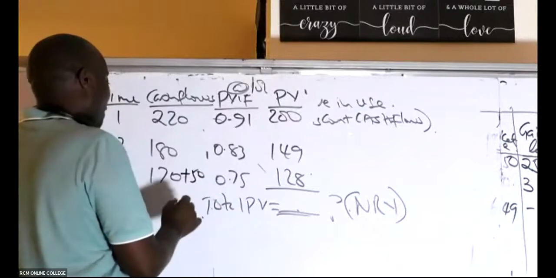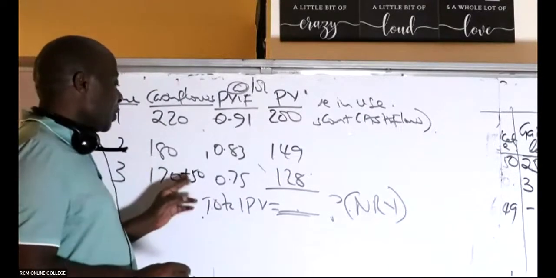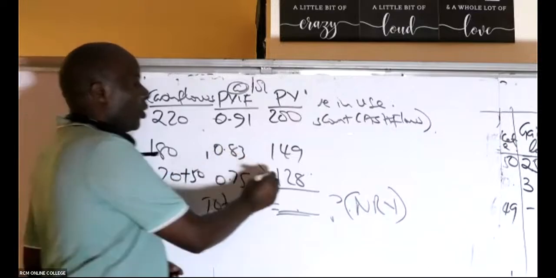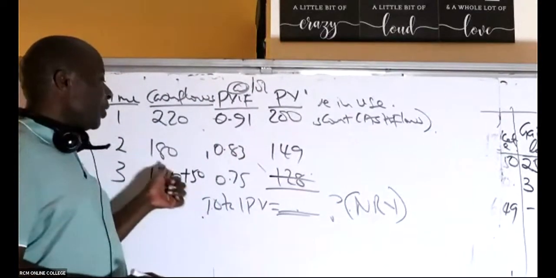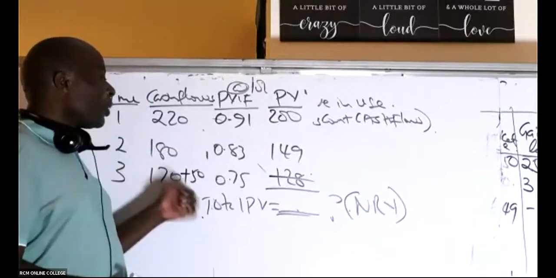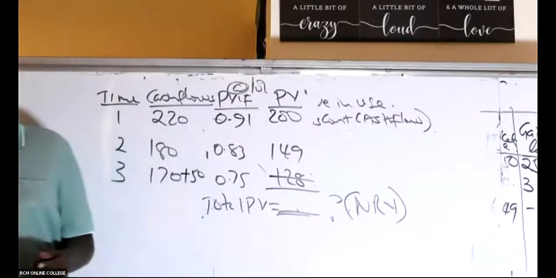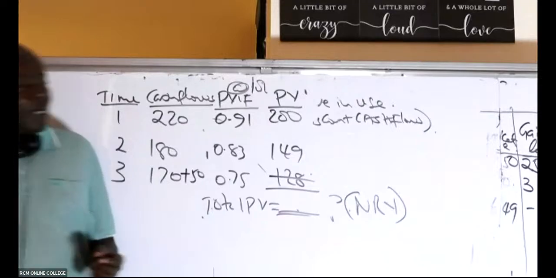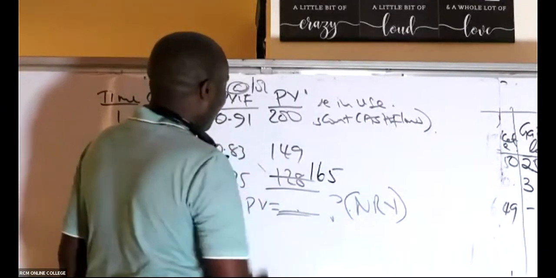Here, year 3, we shall enjoy 2 cash flows. We shall have the cash flows from doing business, and we shall have the scrap. Please, this figure is wrong here. So 170 plus 50 is 230. So 230 times 0.75 gives me what figure, somebody here? So Paul gives me a figure of 165.